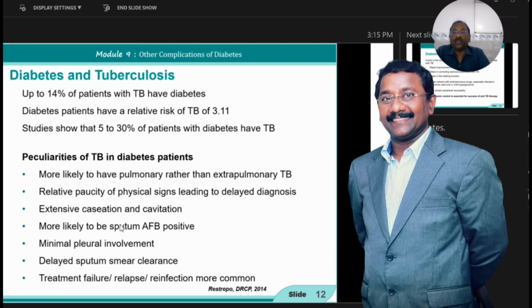Minimal pleural involvement, delayed sputum smear clearance. In non-diabetics, if you start ATT, you see AFB positivity initially, and after 10 or 15 days, or 20 days, or 1 month, it becomes negative. But in diabetic individuals, even after 15 days of ATT, even after 1 month of ATT, even after 2 months of ATT, the sputum is still positive.